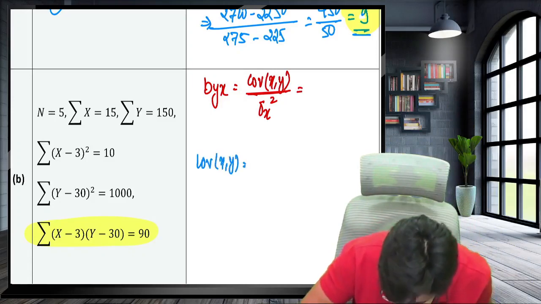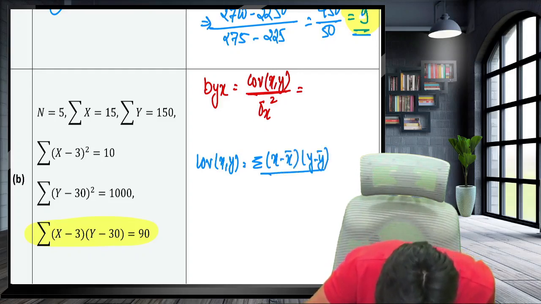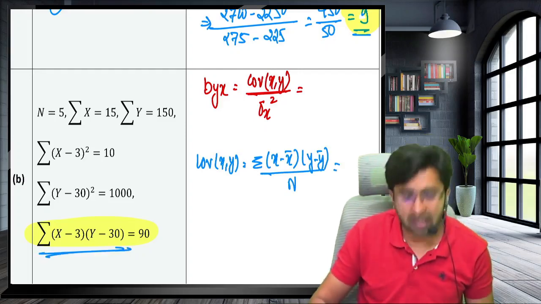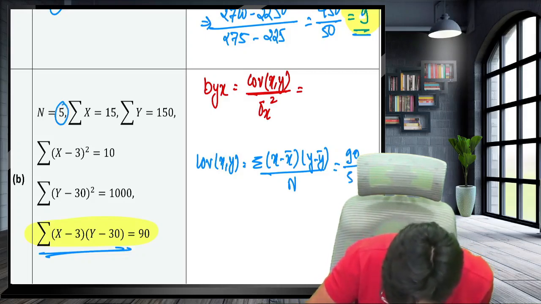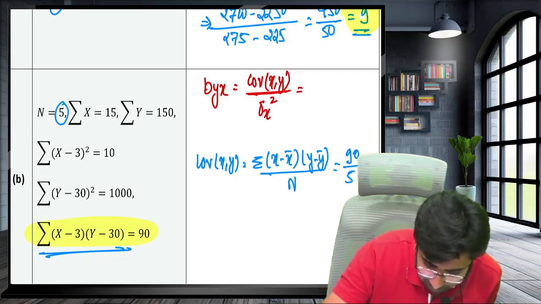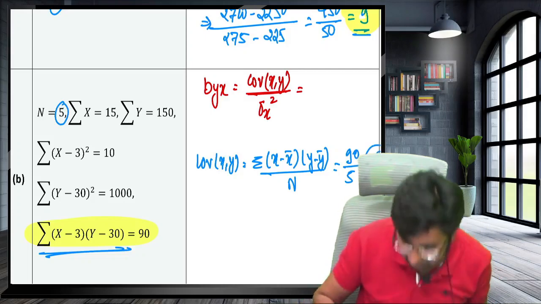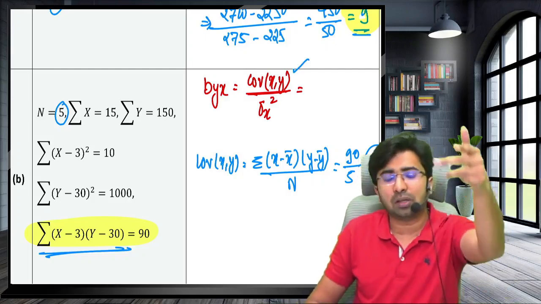Covariance is summation of x minus x bar into y minus y bar divided by n. Guys, you already have x minus x bar into y minus y bar, that is 90, divided by n. n is the number of observations, 5. 90 divided by 5, how much? 18. Guys, you have 18. So now I have the numerator of the formula. Now I want the denominator.